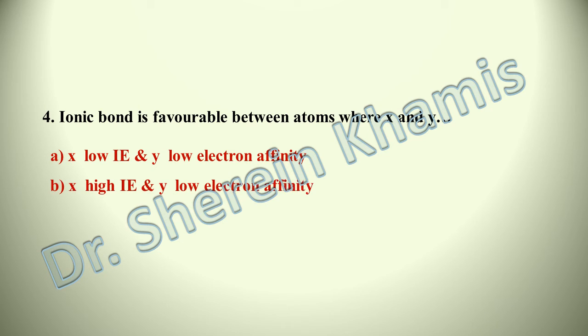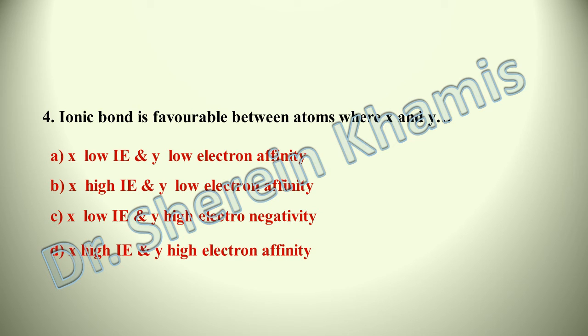The second one here, X has high ionization energy and Y has low electron affinity. Do you think that? We have the third one, X low in ionization energy and Y have high electronegativity. The last one here, X has high ionization energy and Y has high electron affinity. I think the right answer will be number C here. X has low ionization energy and Y has high electronegativity.